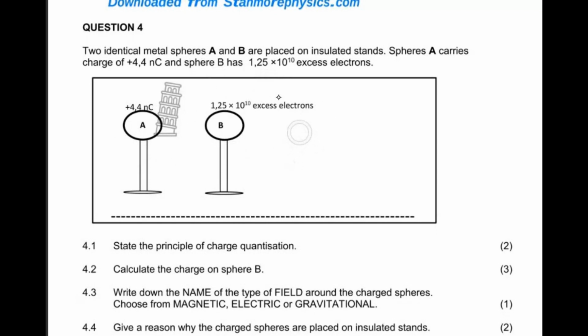It has more electrons than it does protons. That's why we say it's an excess. It has extra. So it's going to be negatively charged. We just don't know what the charge is, but we are given the number of electrons, so we will be able to calculate it. And the first question is 4.1. State the principle of charge quantization.